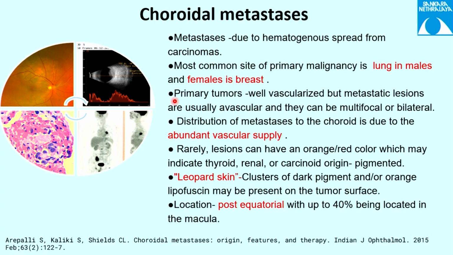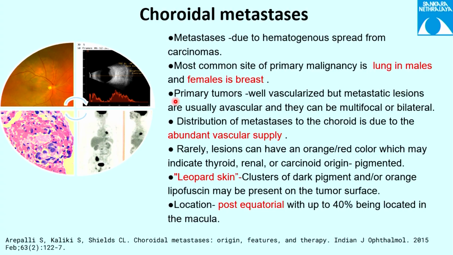Usually metastasis occurs due to hematogenous spread from the carcinomas. The most common site of primary malignancy in females is breast, and in males it is usually lung. Primary tumors are usually well vascularized, but metastatic lesions are avascular. They can be either multifocal or bilateral. Another thing I want to highlight is always look at the other eye, because metastases are not a single lesion. They can occur in the other eye. However, in this patient, the left eye was within normal limits.